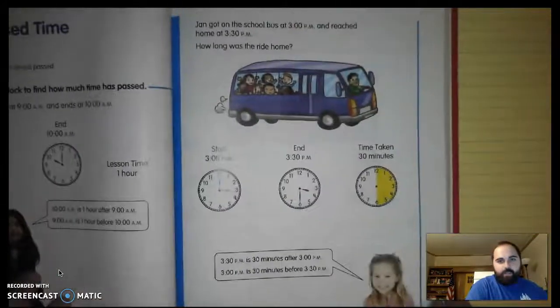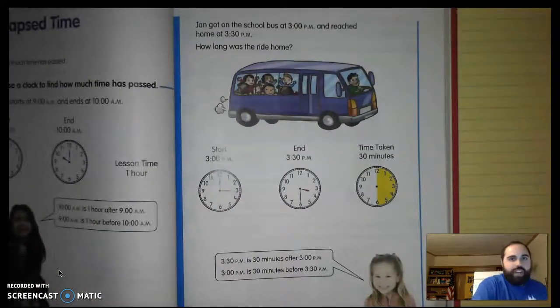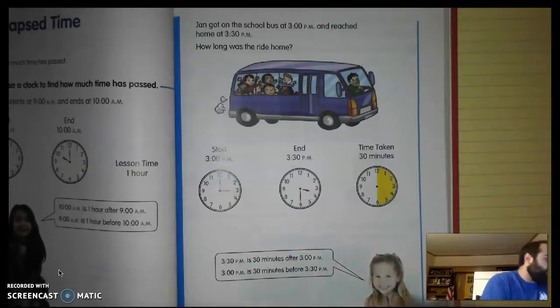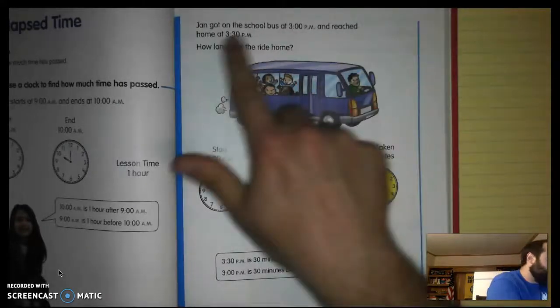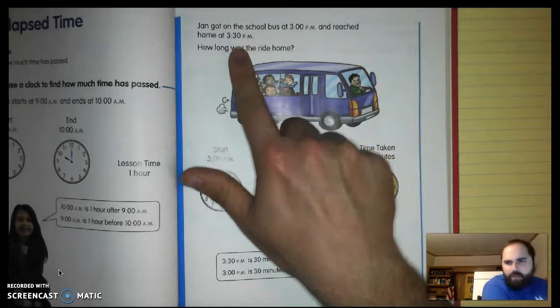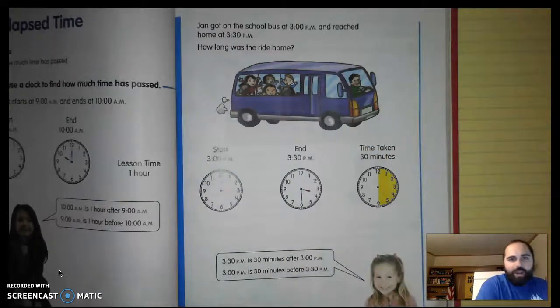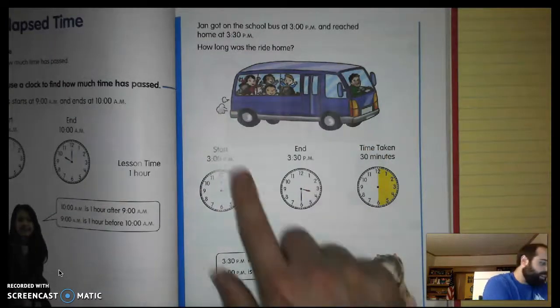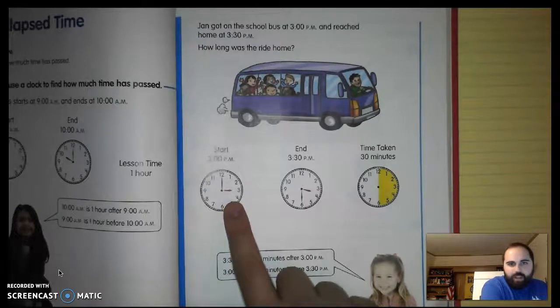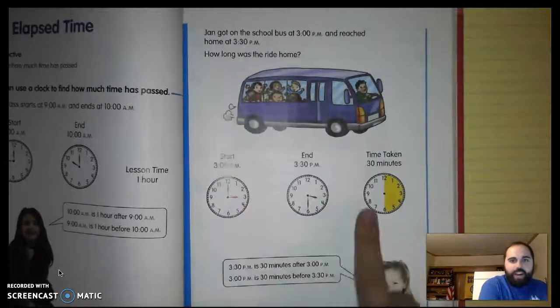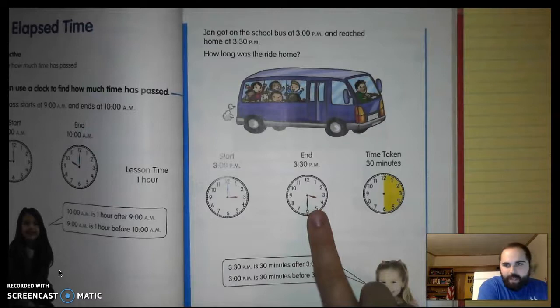And over on this side, we're looking at Jan. And Jan got on the school bus at 3 o'clock p.m. and reached home at 3:30 p.m. So now we want to know how long was that bus ride. So we have our start time right here, 3 o'clock p.m. and our end time, 3:30 p.m.